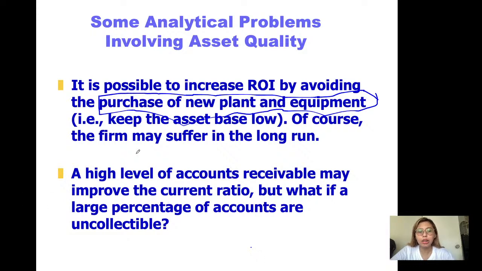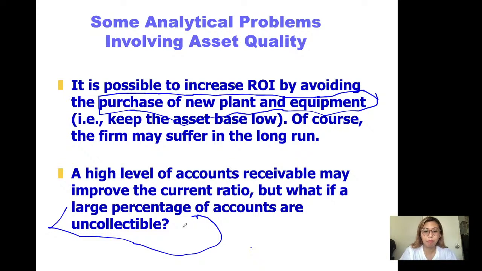Second, a high level of accounts receivable may improve the current ratio, but what if a large percentage of accounts are uncollectible? This is usually a problem for accounts receivable, when they become uncollectible. We have a certain policy for that. Usually they are written off when they are too old. It doesn't mean, class, that a high accounts receivable makes your current ratio good. Usually, you need to consider the uncollectible accounts.